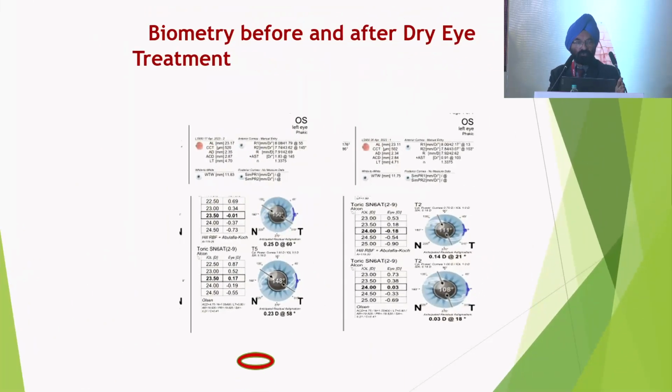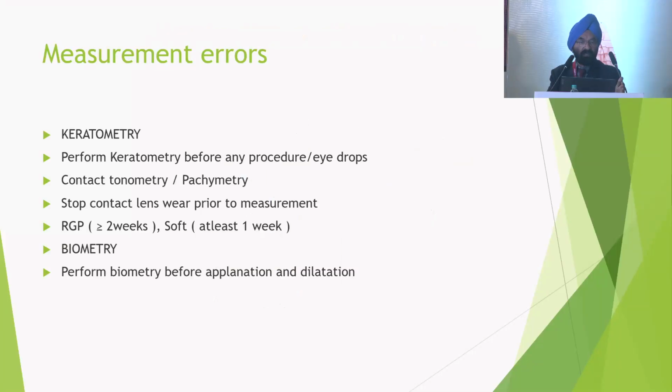This slide shows that biometry done before and after dry eye treatment led to a change of IOL from T5 to T2 just by simply treating the dry eye of this patient, because he had significant dry eye, so we treated this patient for 1 month. Measurement errors can be in keratometry. Keratometry should be performed before putting any drops. It should be done on virgin eyes, and stop contact lens prior to the measurement.